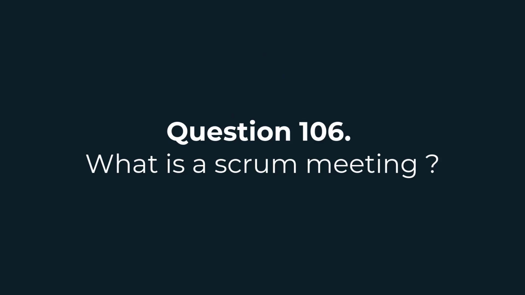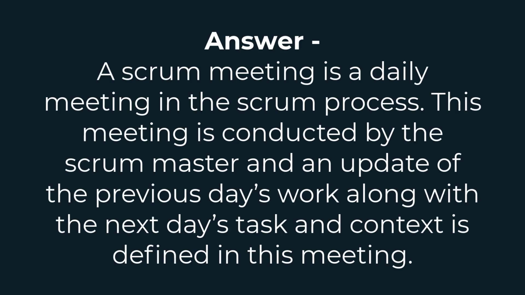Question 106. What is a Scrum meeting? Answer. A Scrum meeting is a daily meeting in the Scrum process. This meeting is conducted by the Scrum Master, and an update of the previous day's work along with the next day's task and context is defined in this meeting.